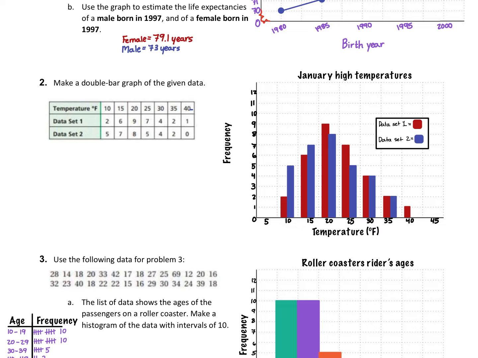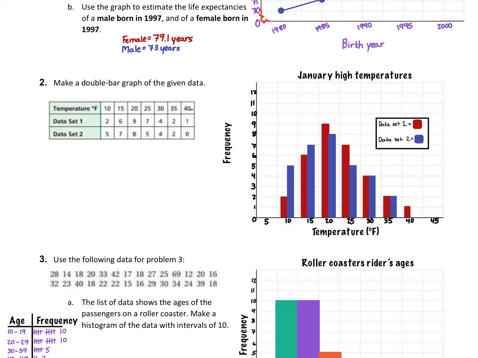Make sure you have labels on your axes, temperature on the x, frequency or number of days or number of times on the left, on the y-axis. My bars on the bottom are labeled 5, 10, 15, 20, like that. I did not have to have one for 5. I just put it there. It's okay if they started at 10 for this type of graph. The y-axis, I'm counting evenly by ones. I also have a key. Make sure you have a color key to tell me which data set is which.